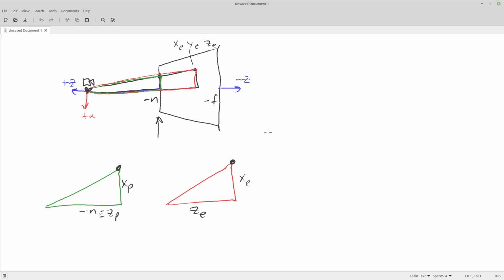So we just use proportions here to say that x sub e over z sub e is equal to x sub p over z sub p, but of course z sub p we know is negative n, so we do that instead. We want x sub p by itself, so we multiply both sides by negative n and get x sub e over z sub e times n, put the negative over here, and that equals x sub p. So we'll jot that down up here.